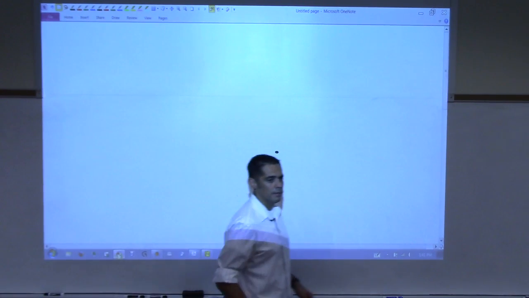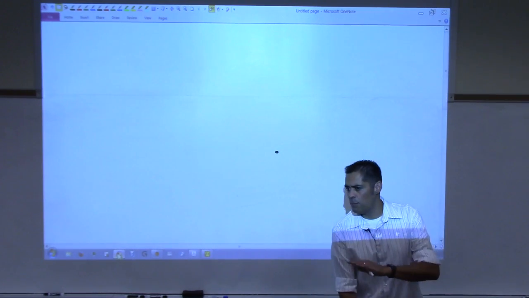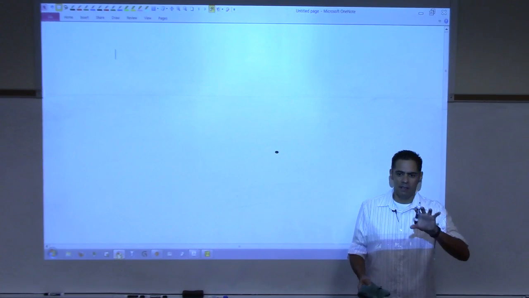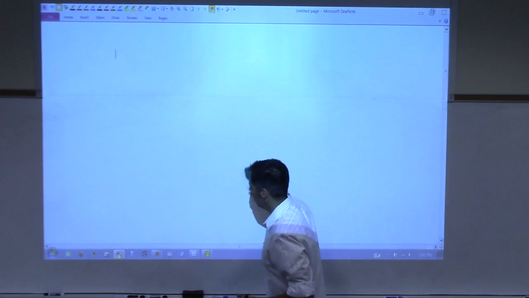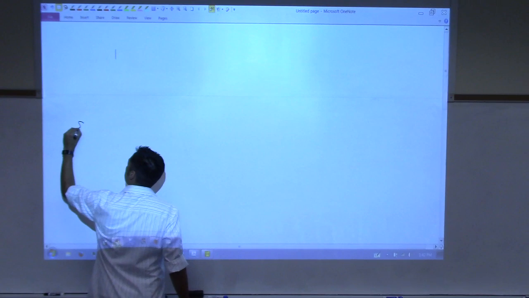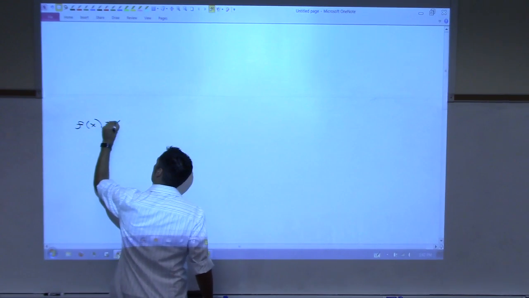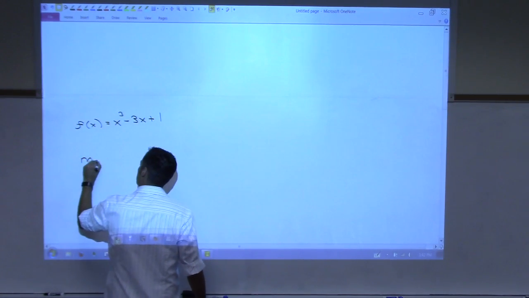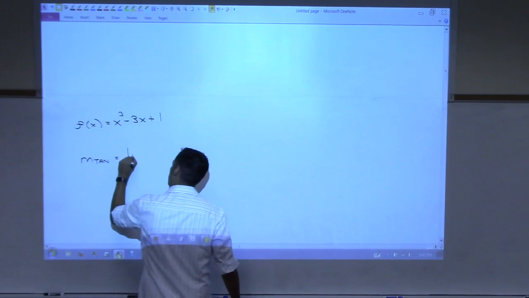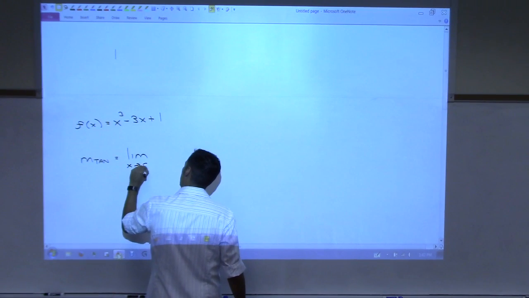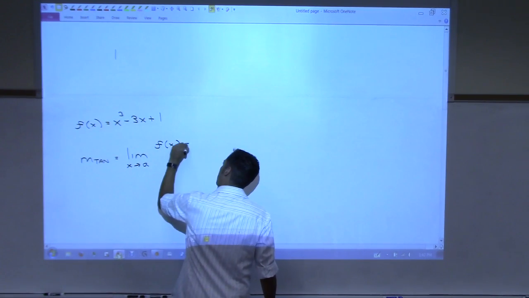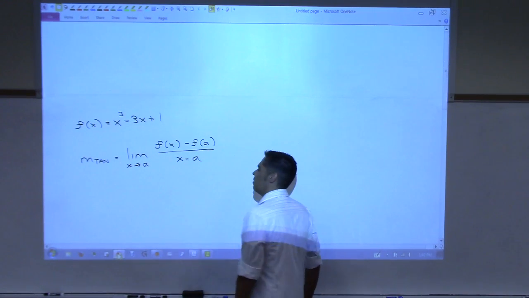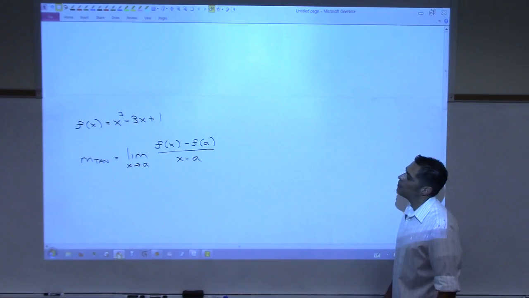Let's use the other formula. We'll take it all the way to the point where we get negative 3 again, but we're not going to go through and write the equation again. We're just going to get to that slope being negative 3. So I'll write down the function again. X cubed minus 3x plus 1. This time the slope of the tangent line will be equal to the limit as x approaches a of f of x minus f of a over x minus a. That's my formula this time.